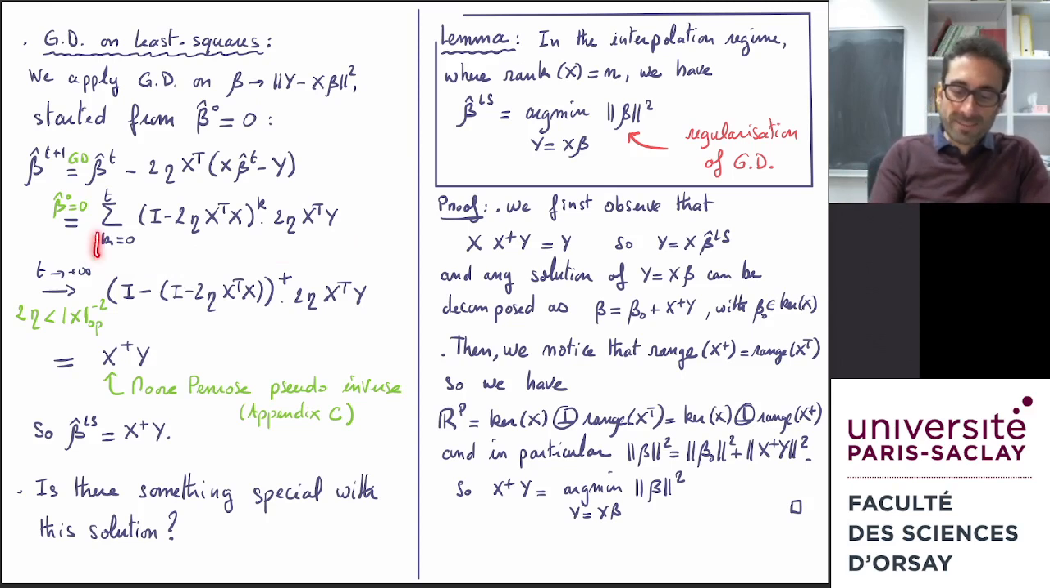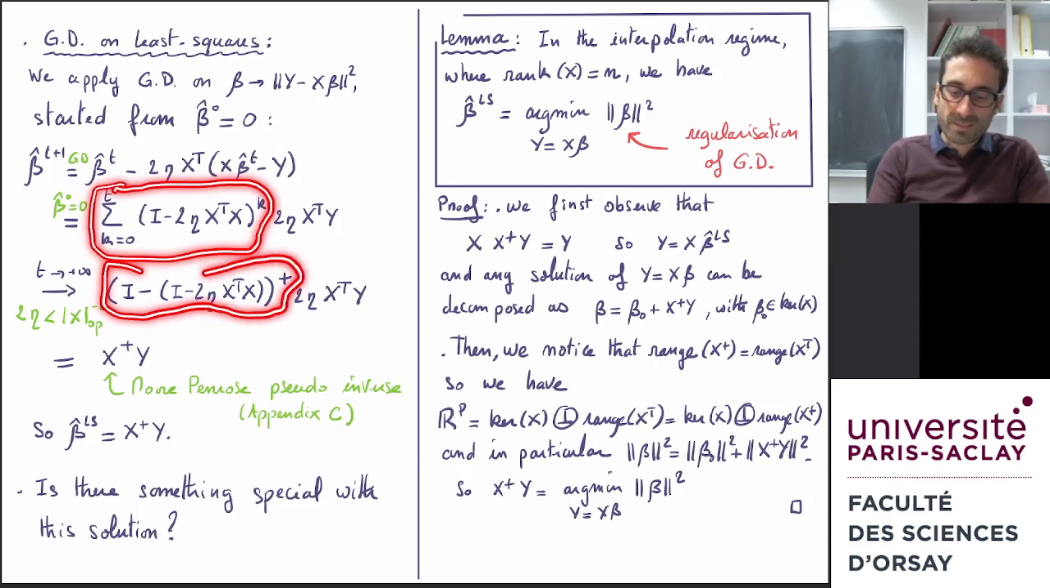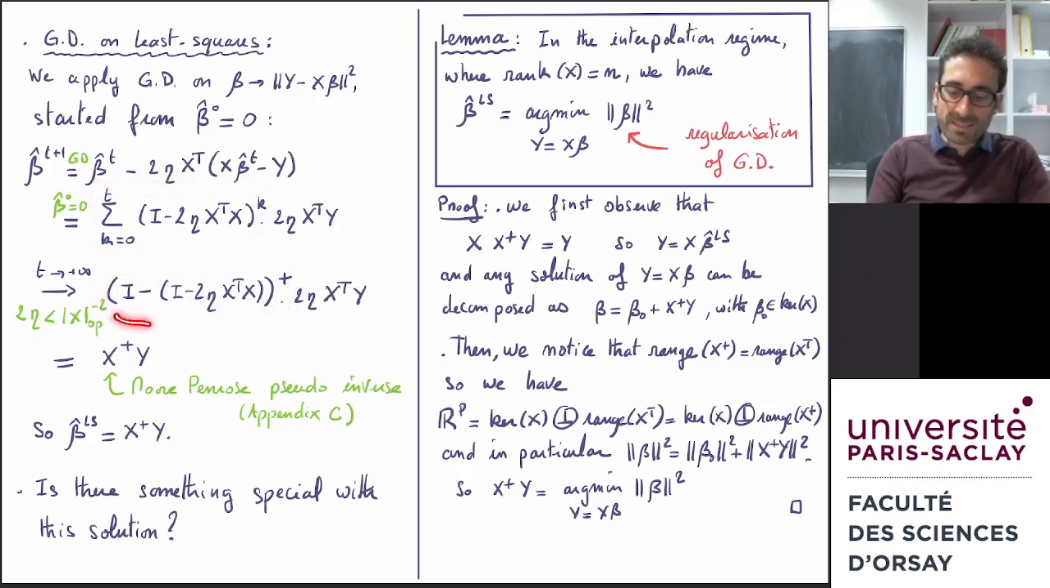Now if you look at this matrix, if eta is small enough, so eta must be smaller than 1/2 of 1 over the square of the operator norm of x, then this matrix will converge to this matrix. And what is this matrix here? This is the Moore-Penrose pseudo-inverse of the identity minus 2 eta x transpose x.